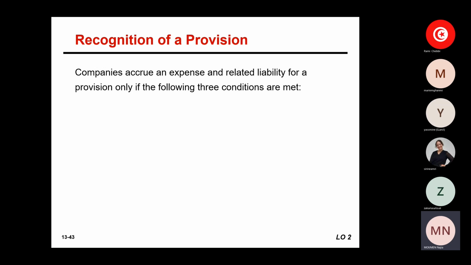Okay, so for that reason, we have specific, strict conditions that should be met to be able to recognize a provision in your financial statement. So businesses are not free to do as it pleases them. If you have this uncertainty regarding some timing or amount, you can still record a liability, but under certain conditions. So there are 3 conditions that should be met.